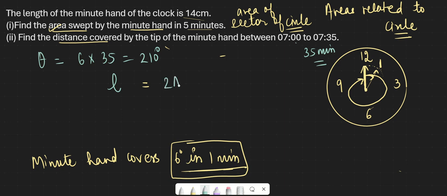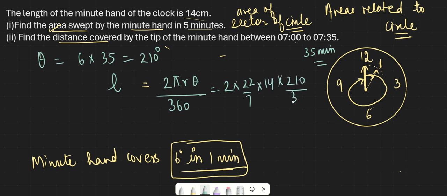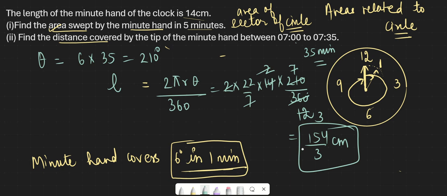So length of arc is 2 pi r theta by 360. We'll say 2 into 22 by 7 into 14 into 210 by 360 degrees. So we'll solve it. So this is 7, this is 12, then 4, 3. Again, the answer is 154 by 3 centimeter, because now this is the distance covered. So this is 154 by 3 centimeter, the distance covered by the tip between these 35 minutes.